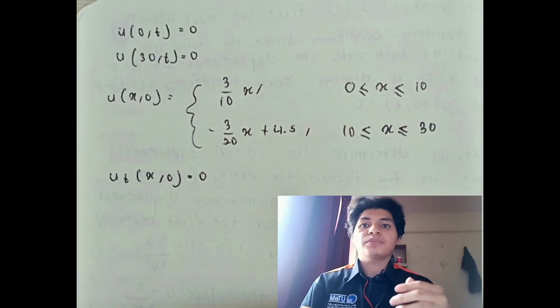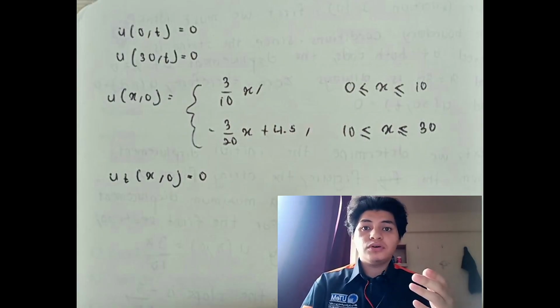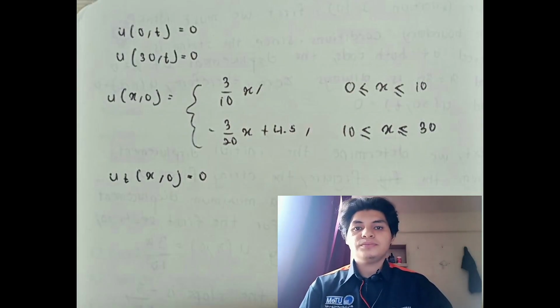Finally, because the string is released from rest, its initial velocity is 0, therefore u_t(x,0) equals 0. These are the required boundary and initial conditions for the vibrating string problem.